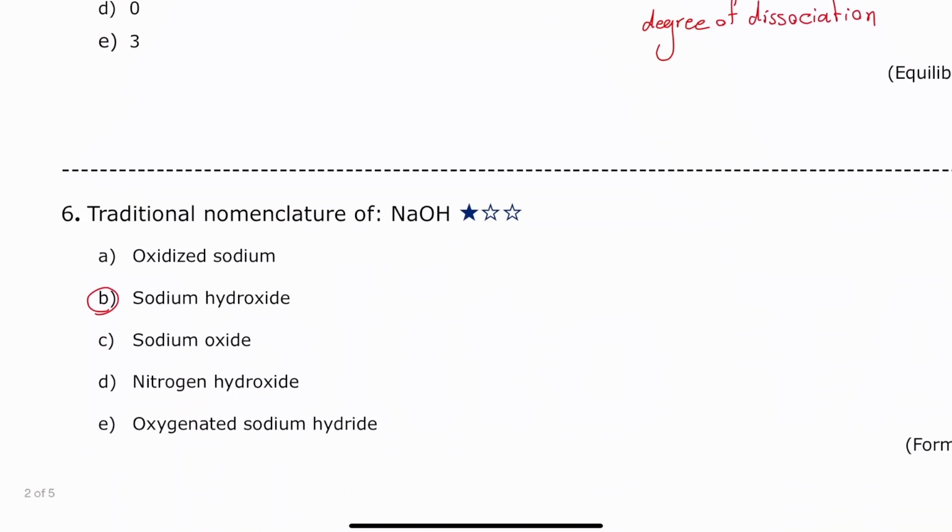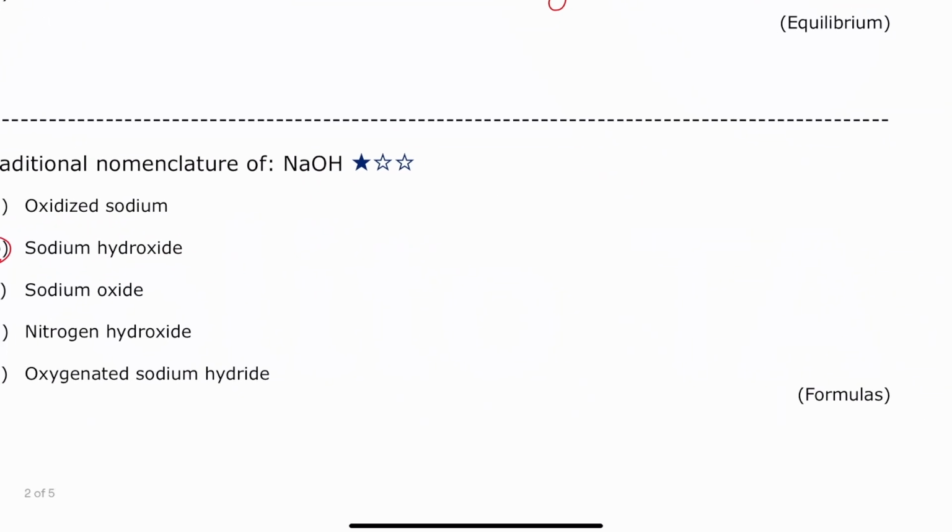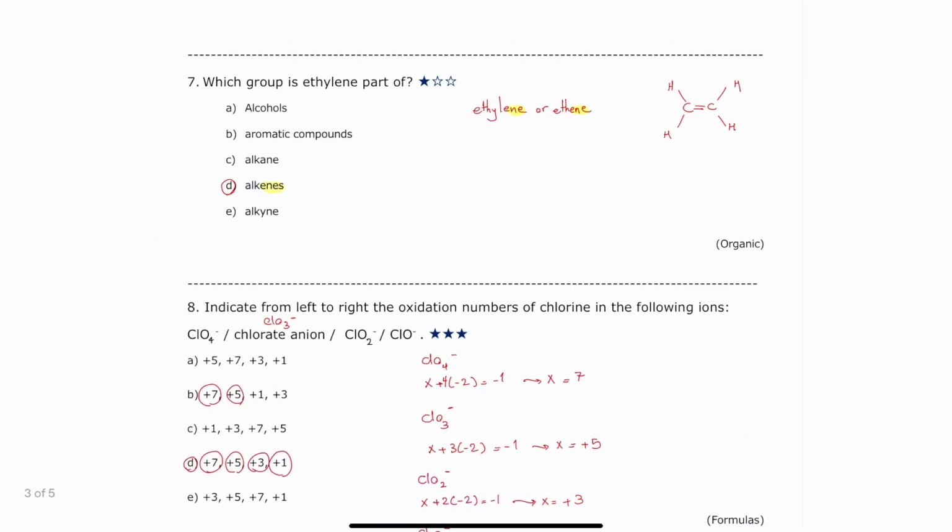It wants the name of this compound. This is basically so simple. We know that this is our metal, so it's called sodium. We just put it as sodium, and this is Na, and we know that this is the ion OH minus, and it is called hydroxide. So it would be sodium hydroxide. As simple as it can get, this question.